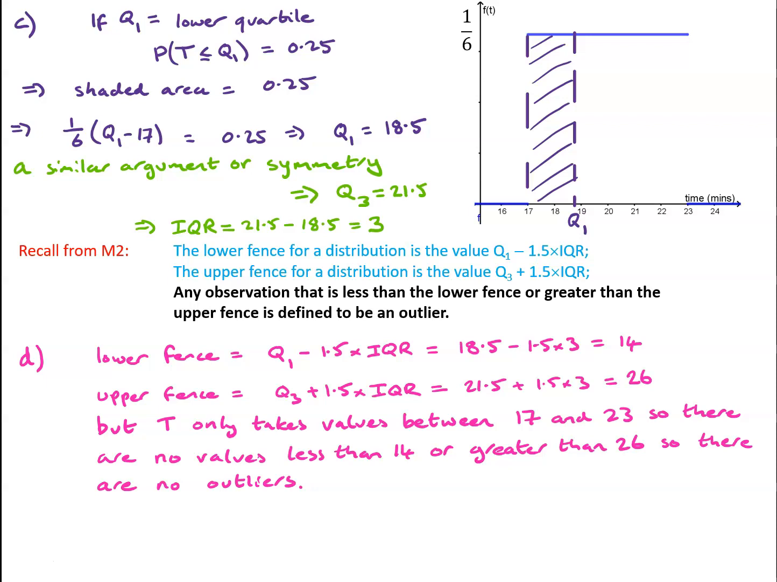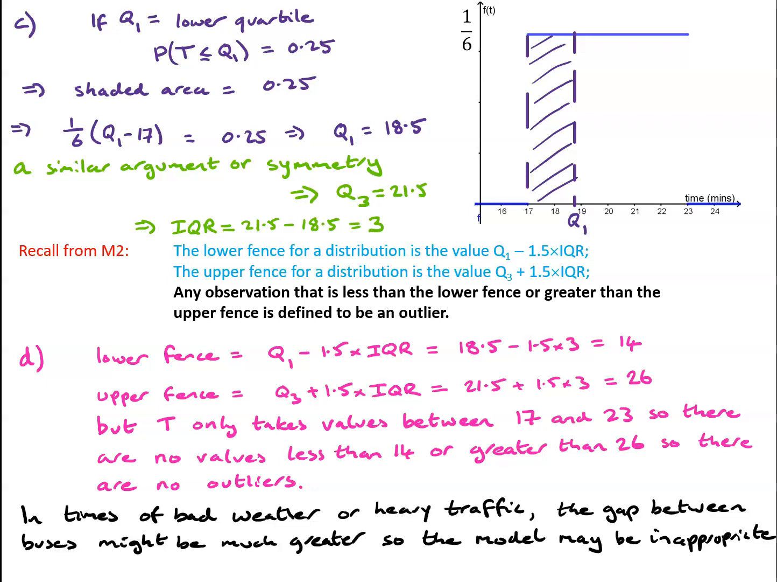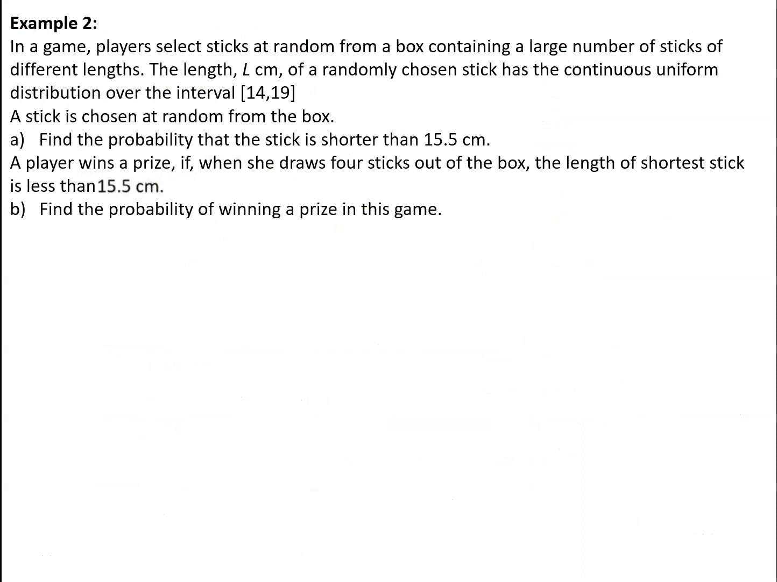Now that is slightly suspicious because in times of bad weather or heavy traffic, the gap between the buses may be much greater than those predicted by our model. So in times of bad weather or heavy traffic, this model may well be inappropriate. So let's move on to a second example.